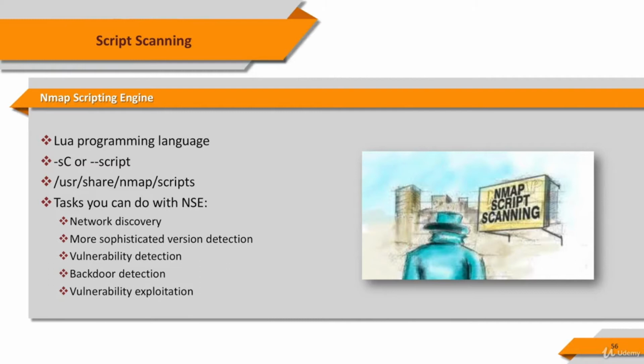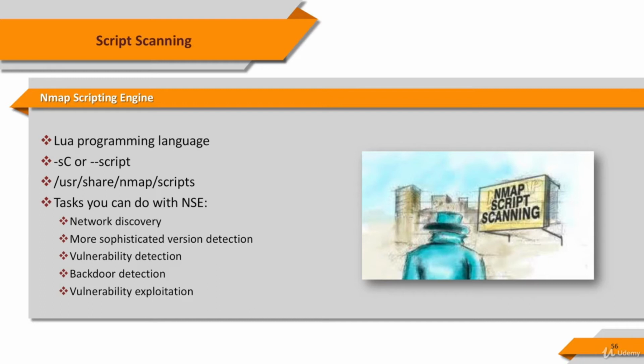Scripts are written in the embedded Lua programming language, version 5.3. NSE is activated with the -sC option, or --script if you wish to specify a custom set of scripts, and results are integrated into Nmap normal and XML output. The default place of Nmap embedded scripts is /usr/share/nmap/scripts.